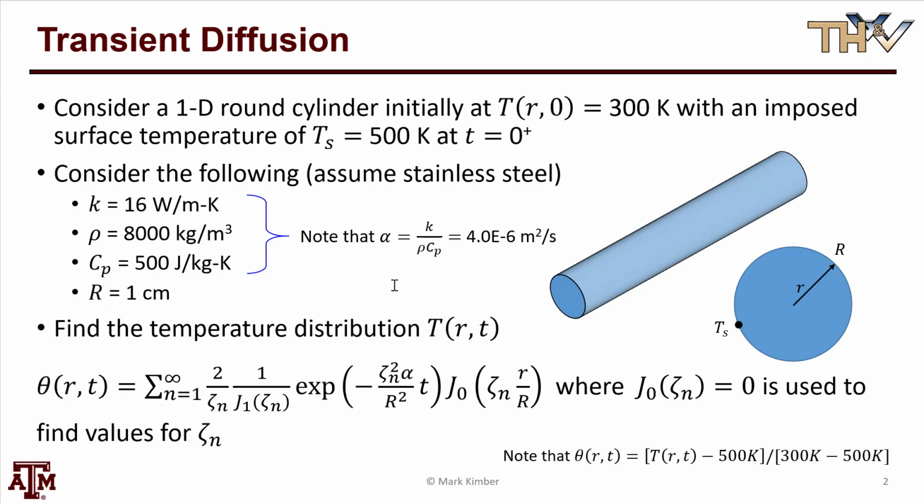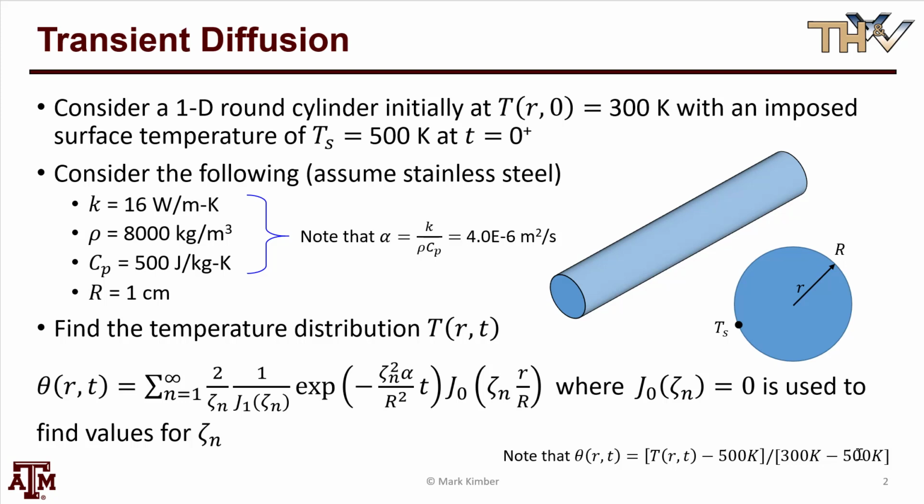It's important to recognize that we have an analytical solution to this problem. It's an infinite series solution. The temperature distribution here is given in terms of theta, where theta is the temperature at any location and any time, subtract 500, divided by the initial condition minus that new Dirichlet boundary condition.